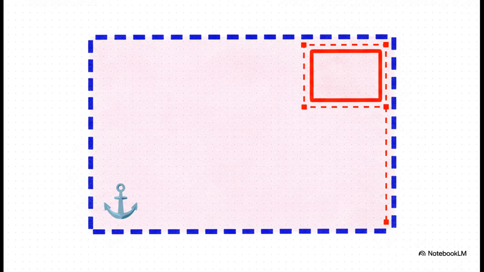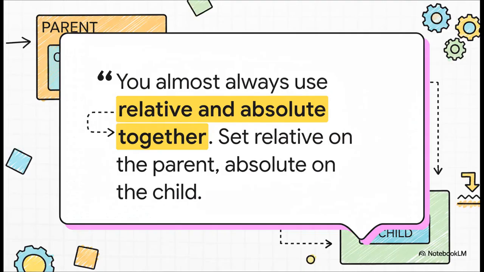Then you take a child element inside of it and set that to position absolute. This yanks the child out of the normal flow of the page and tells it, okay, you are now free to move, but you have to base your coordinates, your top, right, bottom, and left, on your nearest parent that has an anchor. And that right there is the expert rule of thumb you need to remember. You almost never use one without the other. It's a team. Relative on the parent, absolute on the child. This powerful combo is the secret to creating overlays, drop-down menus, and all kinds of awesome custom layouts.